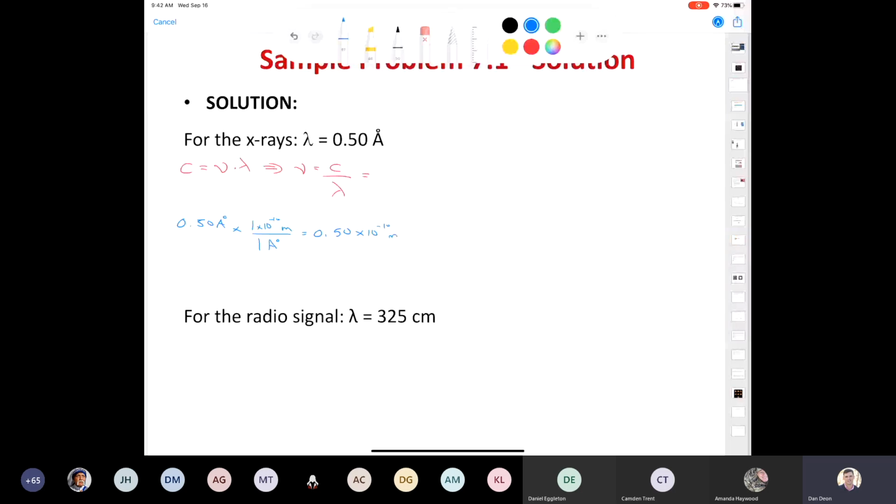Just an easier way to solve it. Anyhow, when I plug that into my equation, I get 3.00 times 10 to the 8 meters per second, and I divide that by 0.50 times 10 to the negative 10 meters. Meters and meters cancel out, and I end up with this number, which only has 2 sig figs, 6.0 times 10 to the 18 seconds to the minus 1.